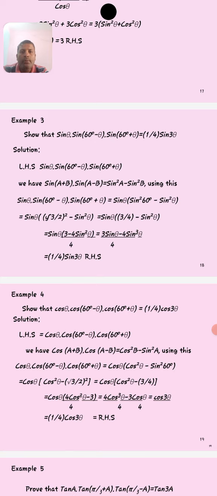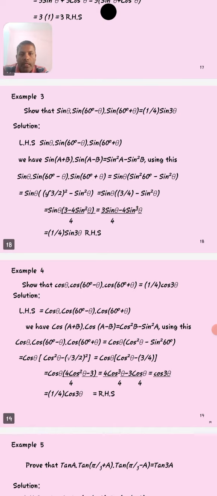Now we can do the LCM part. We get 1 by 4 sin theta into 3 minus 4 sin square theta. That is equal to, we write, 3 sin theta minus 4 sin cube theta by 4. Now here 1 by 4 take outside common. We know that 3 sin theta minus 4 sin cube theta is equal to sin 3 theta. So finally we get 1 by 4 sin 3 theta. Okay. Here you have to apply the formula, what is it? Sin of a plus b into sin of a minus b is equal to sin square a minus sin square b.